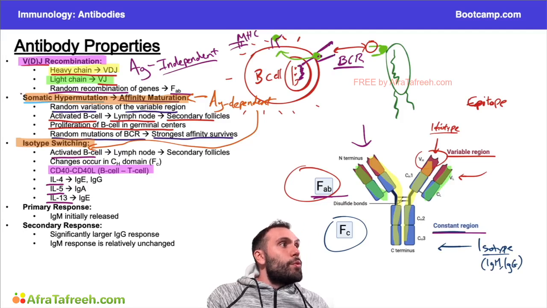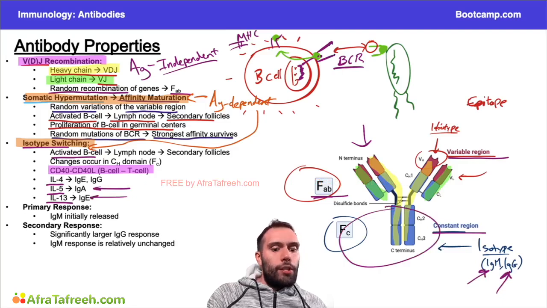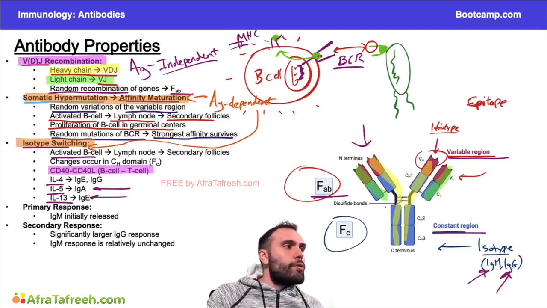Now, the big difference between these two is that somatic hypermutation, affinity maturation, we already said is taking place at the variable region. We're slightly changing this idiotype so that it gets the strongest binding to our antigen. Whereas with isotype switching, we're changing the constant region. So if I change the constant region, what can I change? I can change it from IgM to IgG to IgA to IgE by using these cytokines, right? So that makes sense that we'd be changing the constant region in isotype switching.